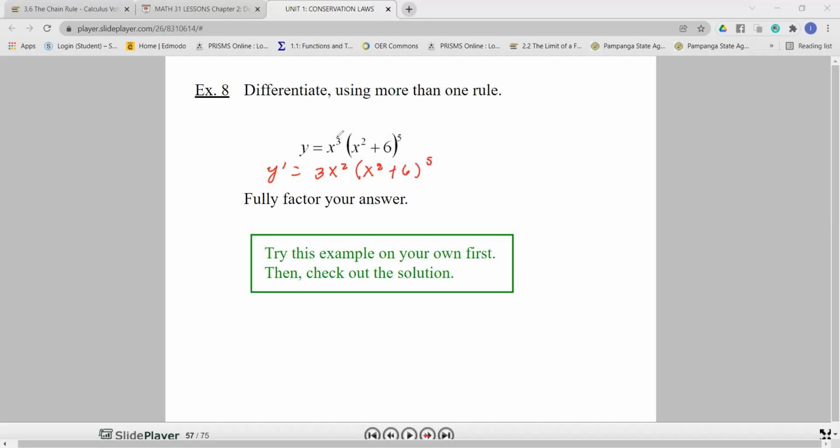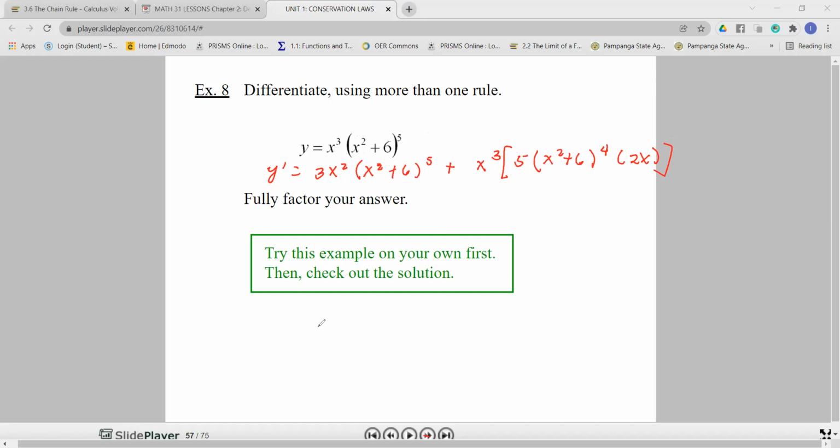Okay? So, derivative of the first times the second, plus, yung first, as it is, derivative naman ng pangalawa. So, derivative ng pangalawa ay 5, tapos x squared plus 6 to the fourth using chain rule, no? Don't forget, since chain rule yan, 5 multiplied to x squared plus 6 raised to the fourth, tapos derivative naman ng x squared plus 6, which is equal to 2x. Ayan. So, yan dapat yan. So, if you don't like to simplify, ganyan na yan.